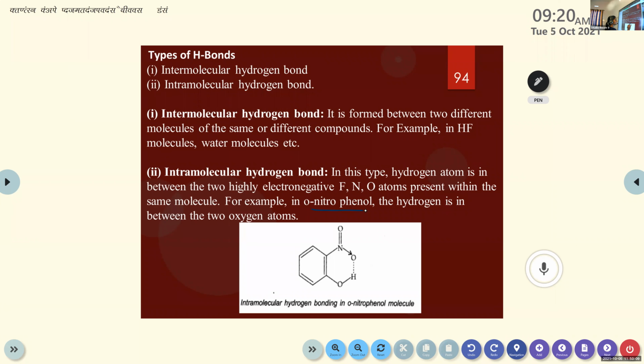And the example is orthonitrophenol. Okay, this one is the structure of orthonitrophenol. Here you can see one OH group and NO2 group. Two groups are there, NO2 group and OH group. So this hydrogen bond is formed between one oxygen of NO2 group and the hydrogen of OH group. So this one is known as intramolecular hydrogen bonding. And if it is in between the molecules, that is intermolecular hydrogen bonding. If it is within the molecule, that is intramolecular hydrogen bonding.